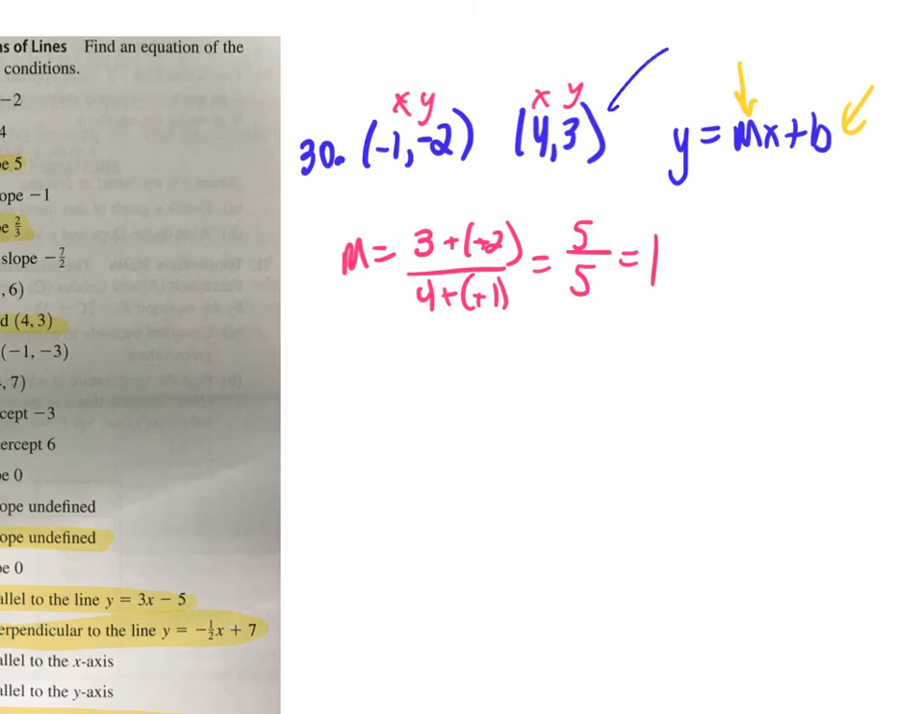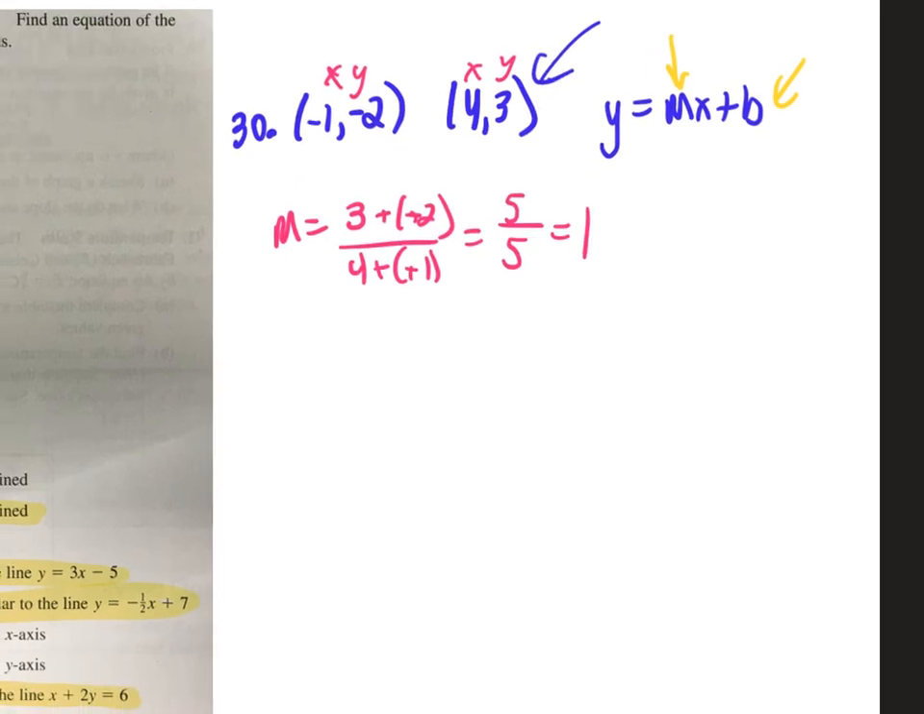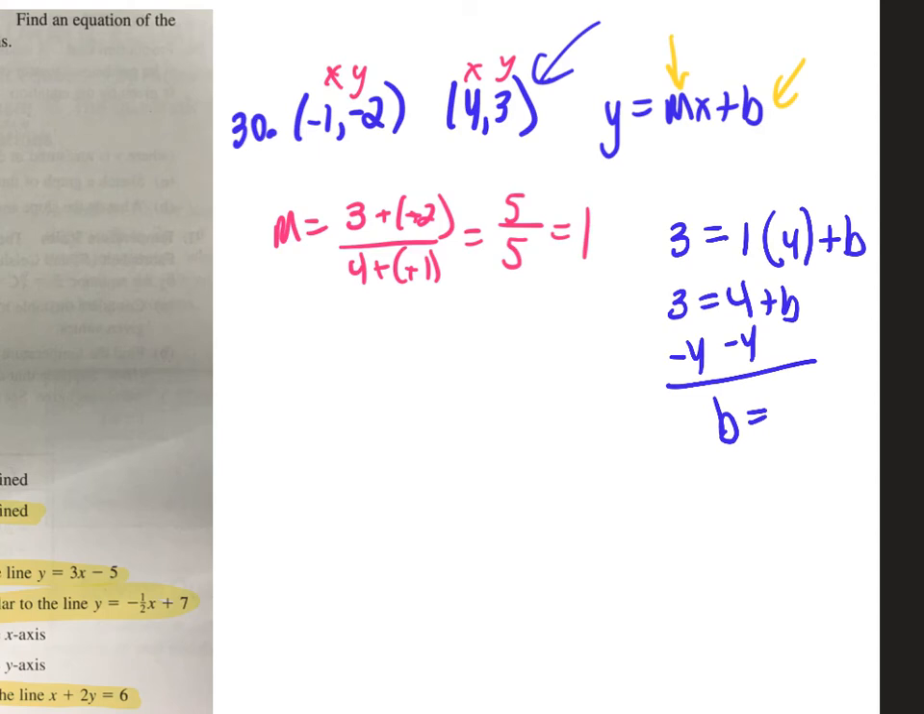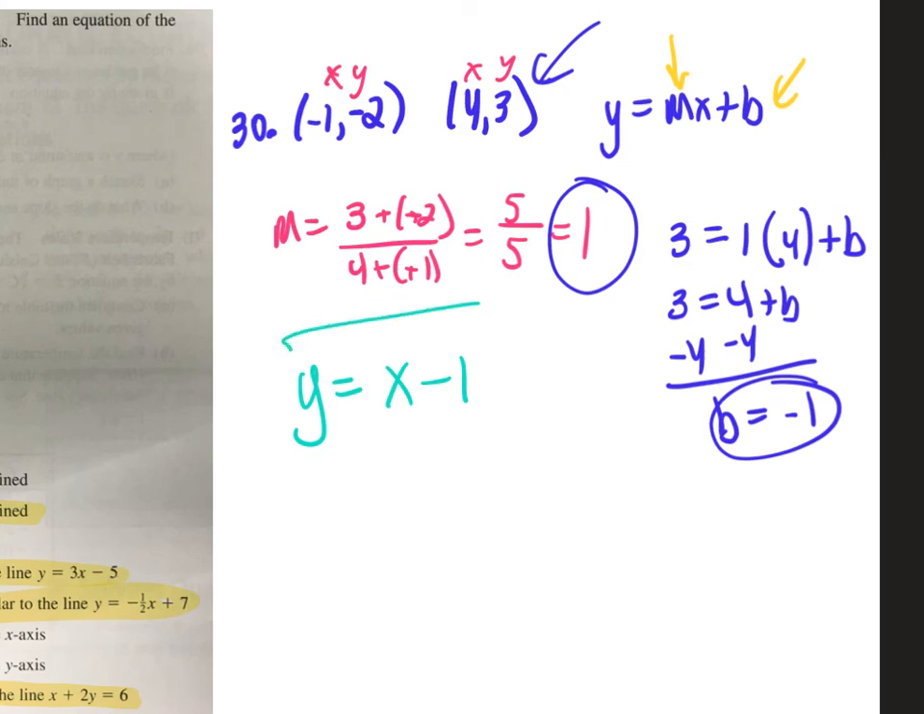So I'm going to use this point, and I'm going to say, okay, 3 equals, my slope was 1 times 4 plus b. So 3 equals 4 plus b, subtract 4 from both sides, and my y-intercept is -1. So my slope is 1, my y-intercept is -1. If I write my equation of my line, it's y equals 1x minus 1. And there's my equation of my line.